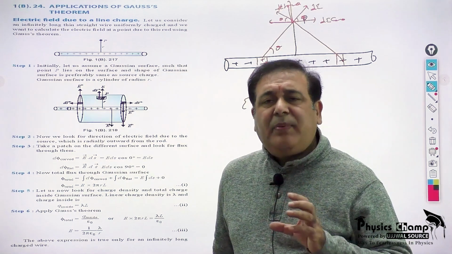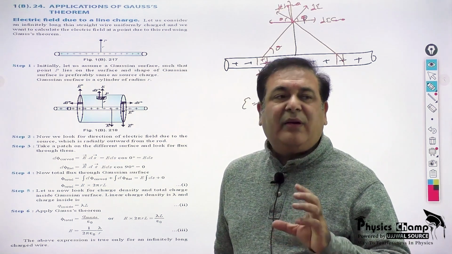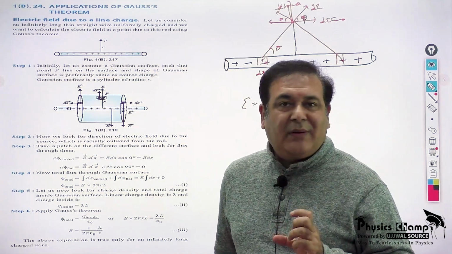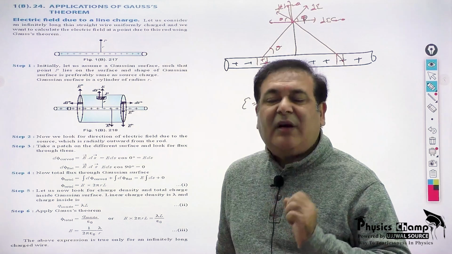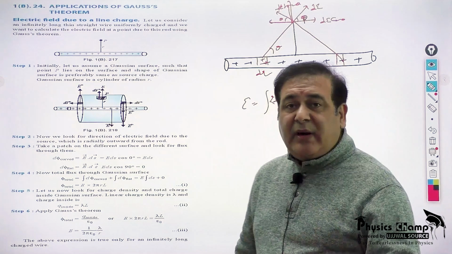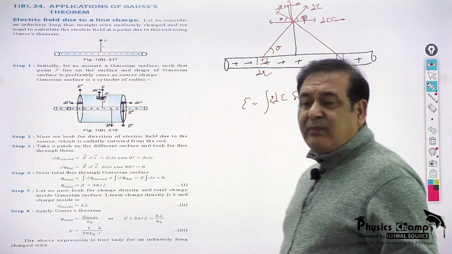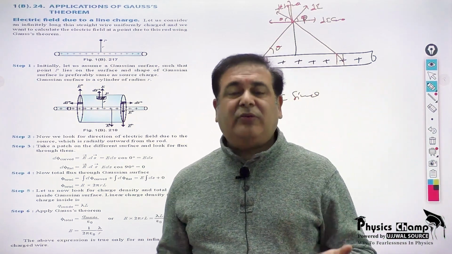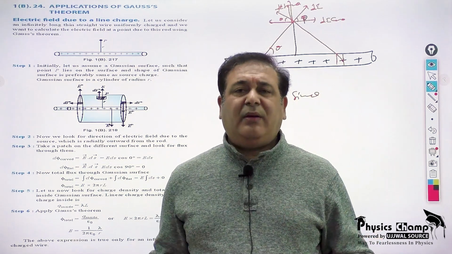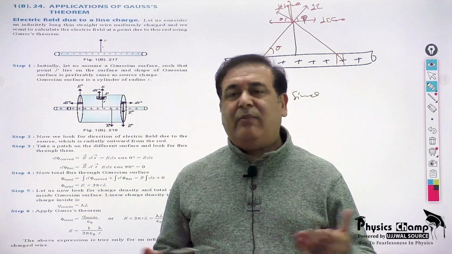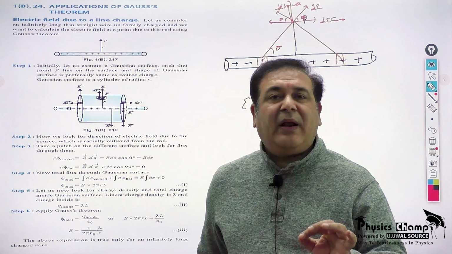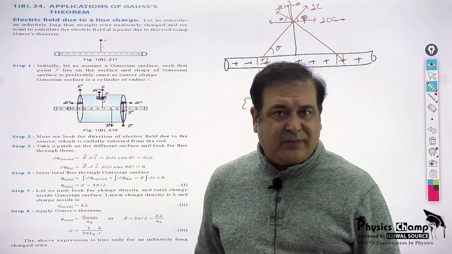So it's going to be a relatively difficult task to find electric field in this situation due to continuous charge distribution using superposition principle. On the other hand, we can use Gauss theorem, and using Gauss theorem we can find the electric field in a much easier way without doing much effort and much calculation. Gauss theorem provides a very easy method to find the electric field in this continuous charge distribution.